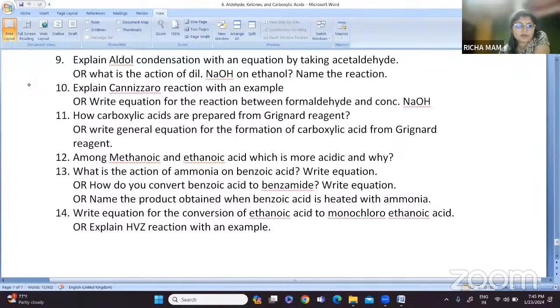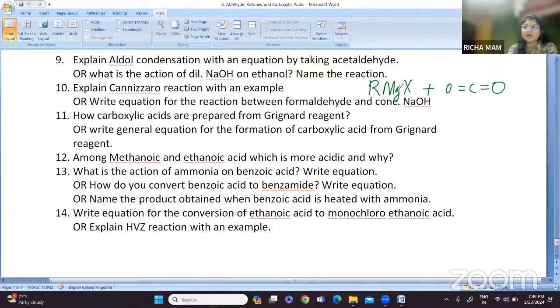First of all, what are Grignard reagents? Grignard reagents are RMgX. These are called organometallic compounds. When this Grignard reagent reacts with carbon dioxide, what is carbon dioxide here? It is solid carbon dioxide, which is called dry ice. We are making use of dry ice here.